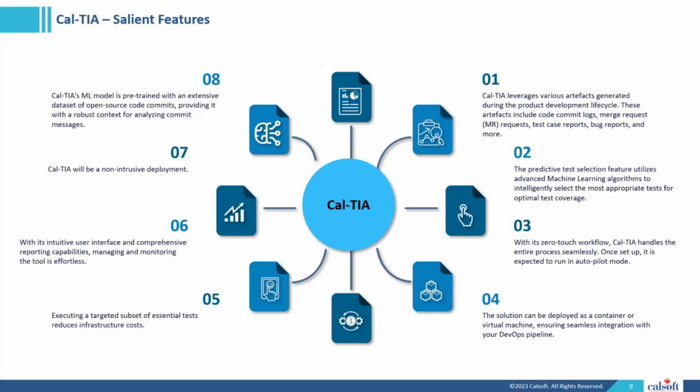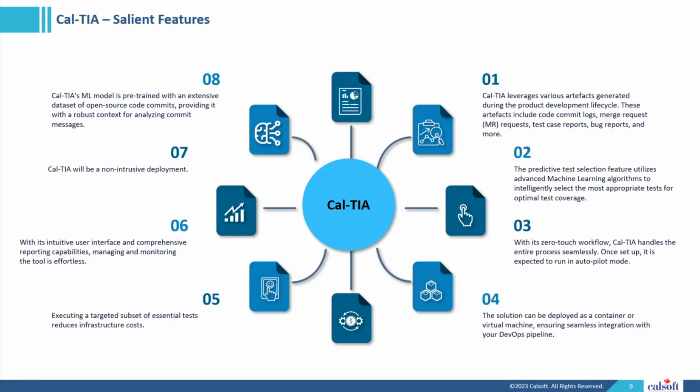CalTIA has a zero-touch workflow. What I mean by that is, after the initial configuration, CalTIA is supposed to run in autopilot mode without any manual intervention. CalTIA can be deployed as a container or on a virtual machine, either Windows or Linux configuration, and can be seamlessly integrated with your DevOps pipeline. Executing the targeted subset of essential tests essentially reduces the infrastructure cost. So that's an additional benefit you receive when you use CalTIA. CalTIA's intuitive user interface lets you configure, manage, and monitor the tool effortlessly.